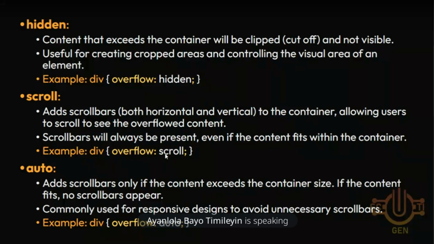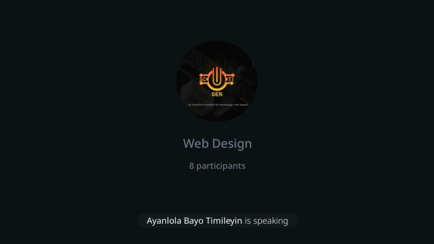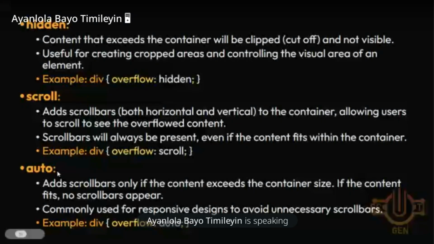And then we have auto. Auto adds a scroll bar only if the content exceeds the container size. So if the content fits, no scroll bars appear. This is determined based on the overflowing content, so it is commonly used for responsive designs to avoid unnecessary scroll bars.